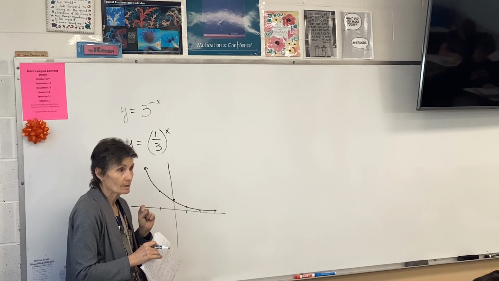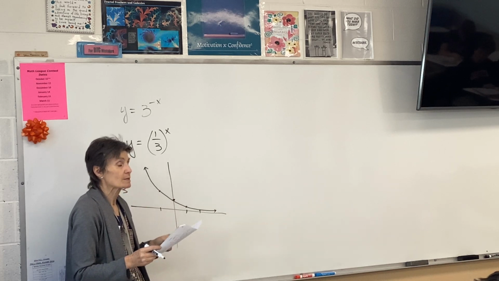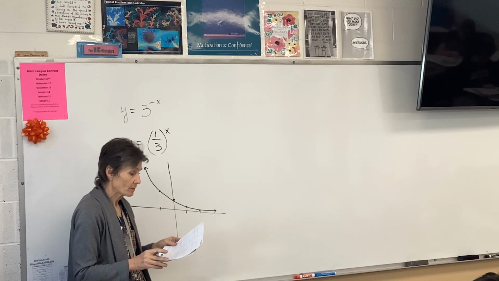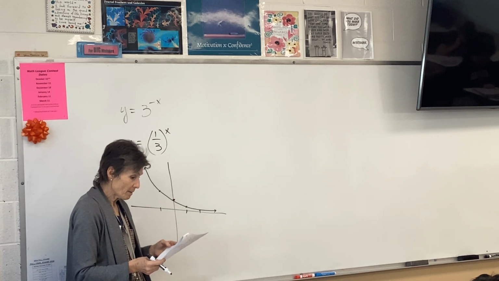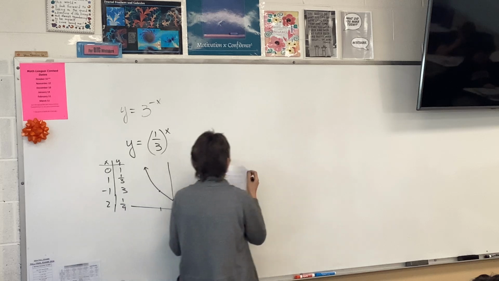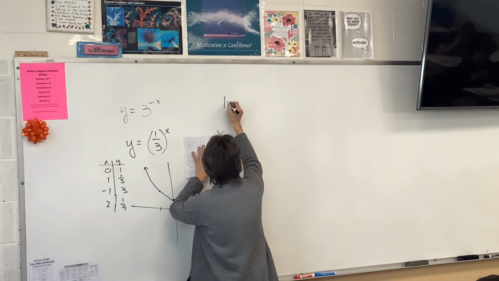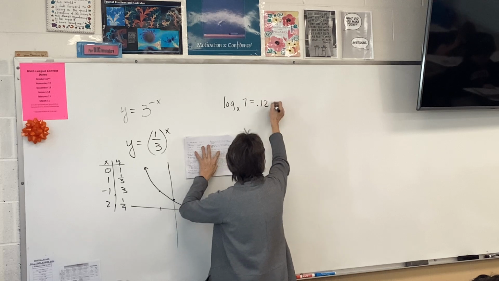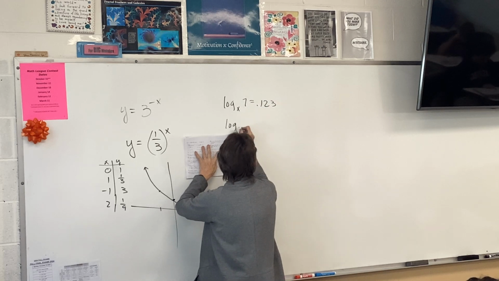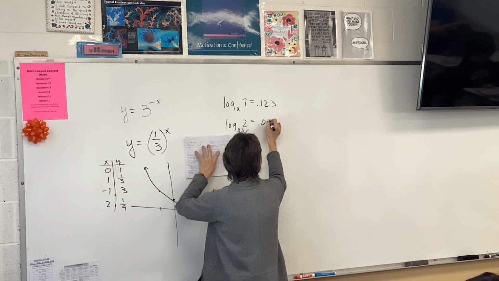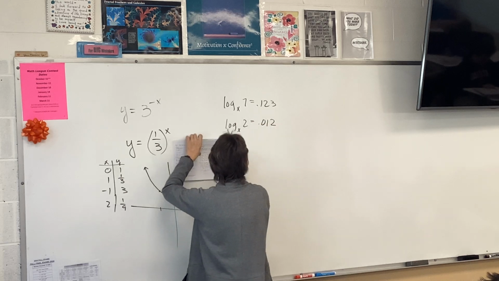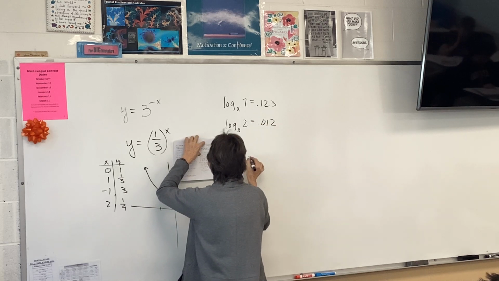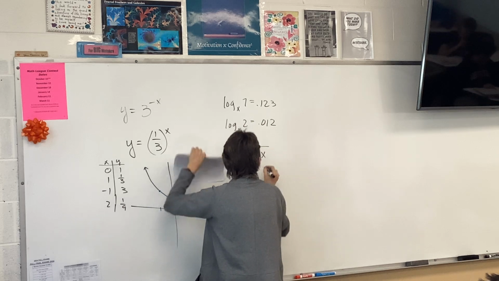Okay, Joe? All right. Someone else. Jake? Number 9. Same page? Yes. Same page, number 9. All right, so it is given that the log base x of 7 is 0.123, and the log base x of 2 is 0.012. And I am going to find the log base x of the square root of 7x.